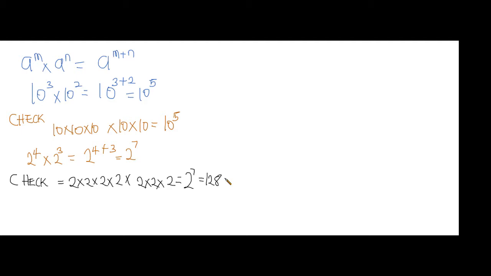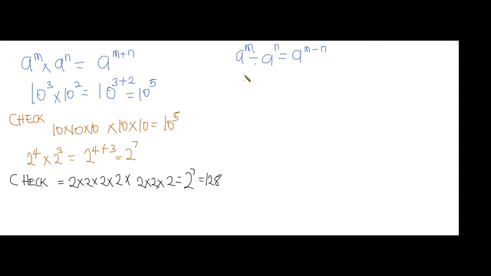Now let's go to the next law, and this will be the division law. We have a raised to power of m divided by a raised to power of n, and this is equal to a raised to power of m minus n.